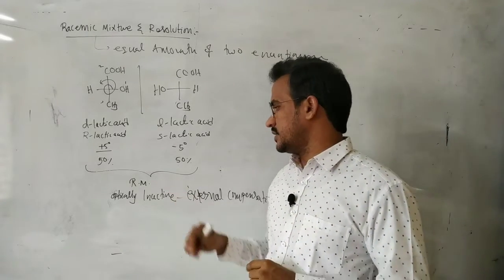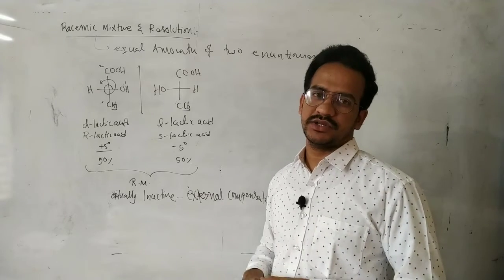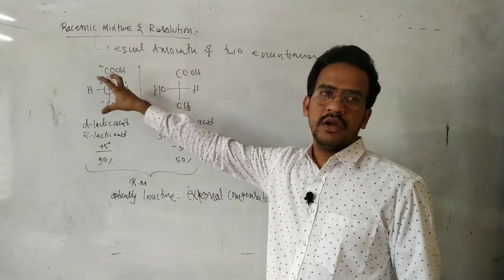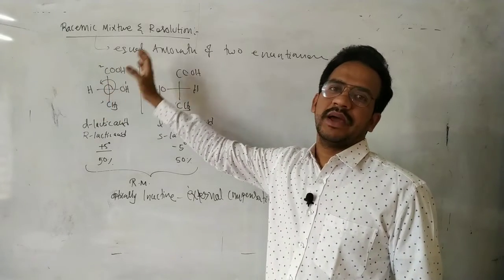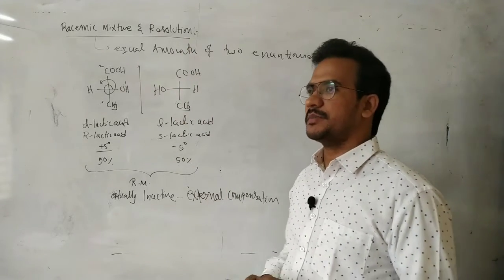Now the racemic mixture is also optically inactive. It is due to external compensation. That means the optical rotation of one enantiomer is cancelled by its mirror image. That is external compensation. So a racemic mixture is optically inactive.